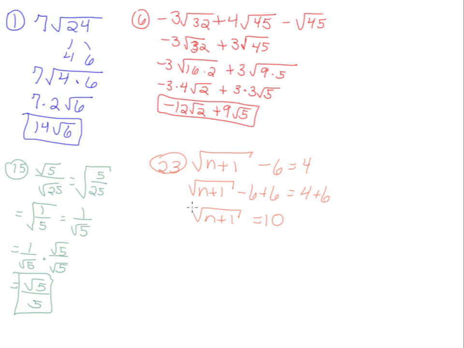Once I have the radical all by itself, then I square each side of the problem. That leaves me with n plus 1 is equal to 100. Then subtracting 1 from each side, I get n is equal to 99.